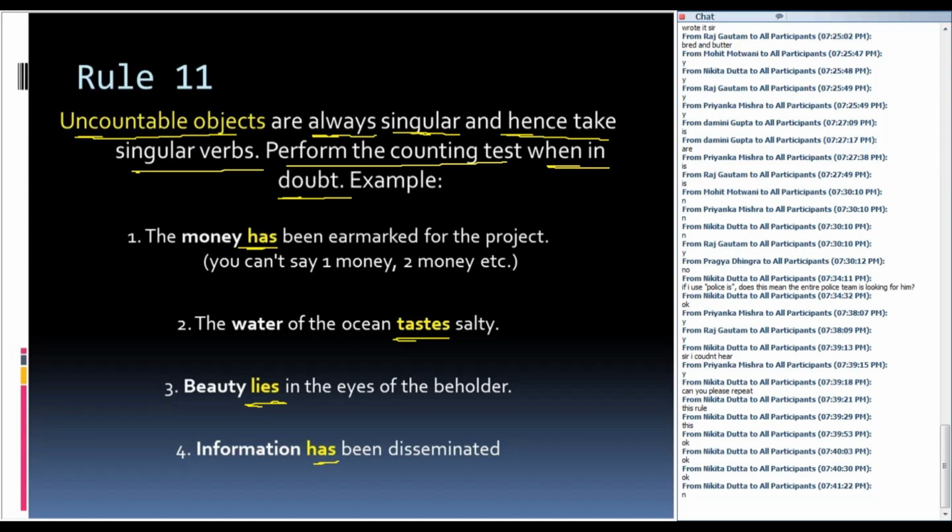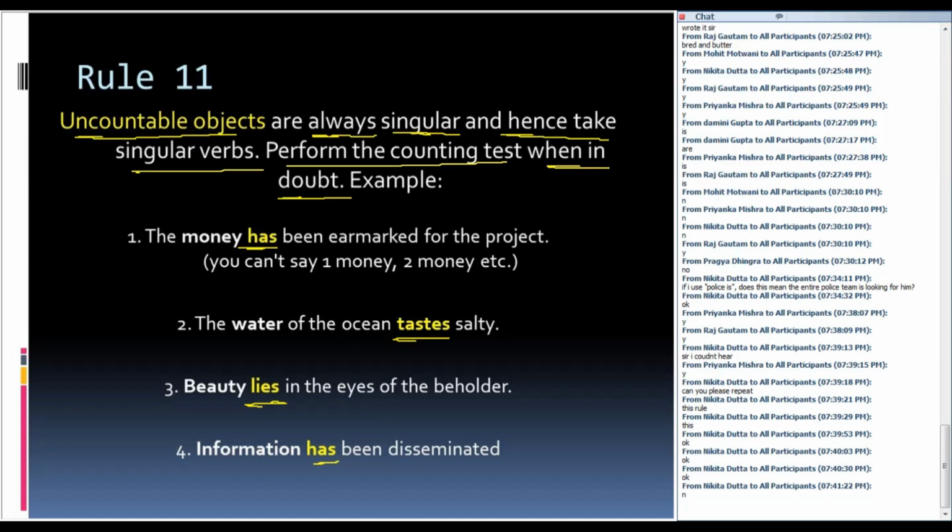Now you may say that money is uncountable, but why do we say rupees? Remember, money per se is uncountable. The unit of money is countable. You can count the notes. You can count the rupees, the coins, but you cannot count money per se. So the unit is countable. Similarly, the unit of water is also countable. For example, 1 liter, 2 liters, 3 liters, 4 liters. So the unit of water is countable.